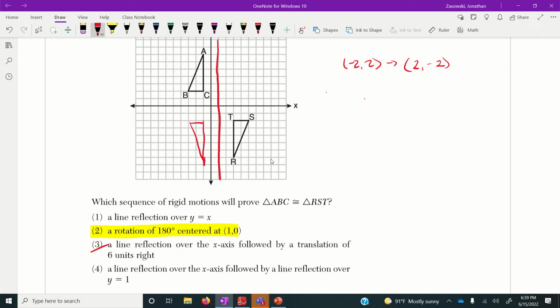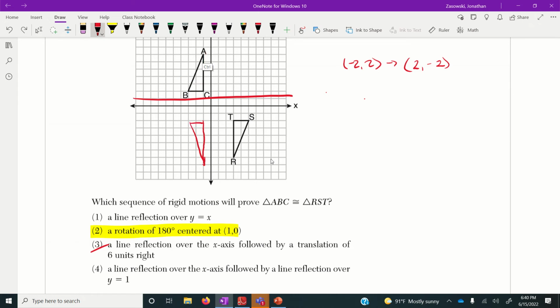So, oops, this is x equals 1. That would work, but that's not what it says, is it? It says y equals 1. Y equals 1 is a horizontal line right there. So if we do that, it's actually going to move it back up here. Okay, back up there, just not, that side's too big.